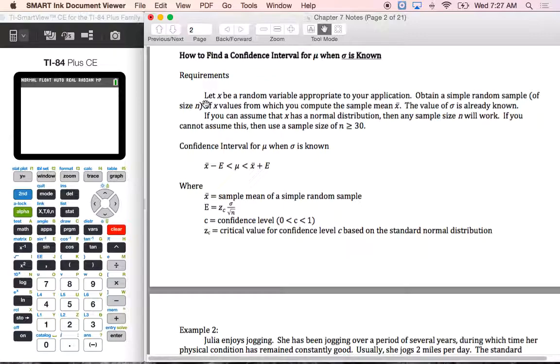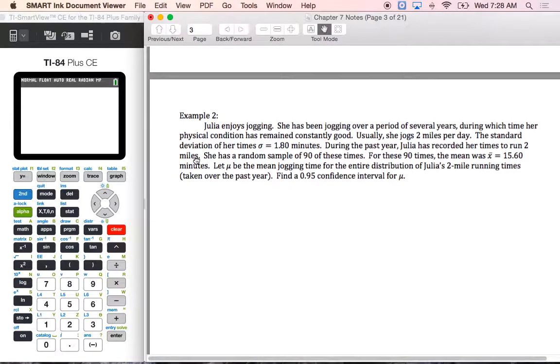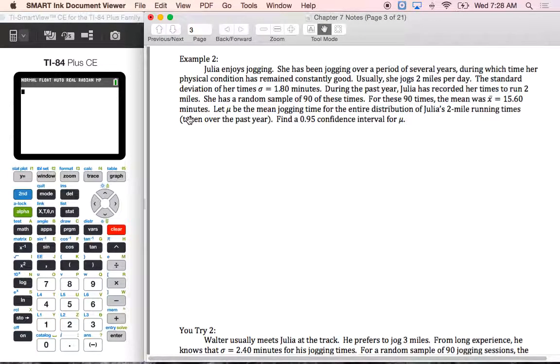So again, we are going through 7.1 when our sigma is known. So we know the population standard deviation. Now going through it, we have all these requirements. They're the exact same things I've already covered. So just remember, you have to have a sample size of greater than or equal to 30, or they have to tell you it's a normal distribution. And then you're going to take x bar minus E and x bar plus E when we go through these. You're doing the same thing every time.